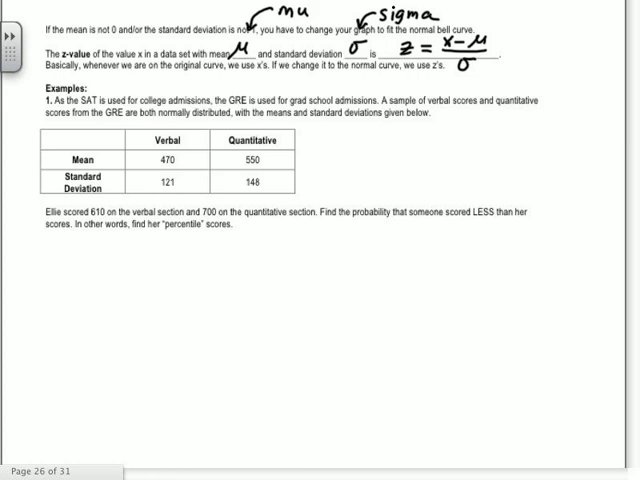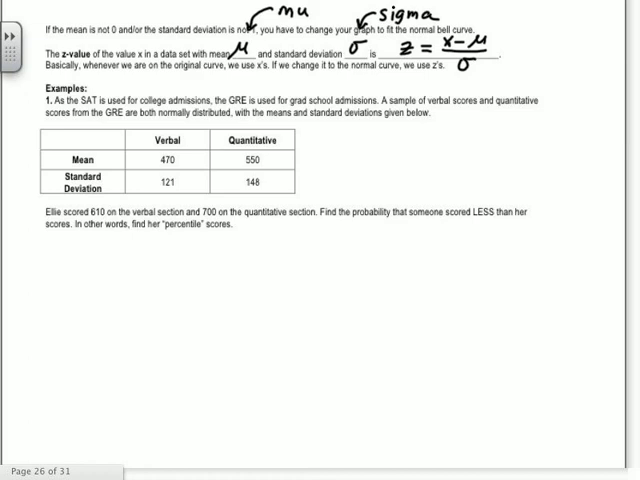So it says, as the SAT is used for college admissions, the GRE is used for grad school admissions. So let's say we have a sample of the verbal scores and quantitative scores for the GRE, and they're both normally distributed, so they use the bell curve. And they have the means and standard deviations shown below. Mike, you with me? All right, so it says Ellie scored 610 on the verbal section and 700 on the quantitative section. Find the probability that someone scored less than her scores. In other words, find her percentile score.